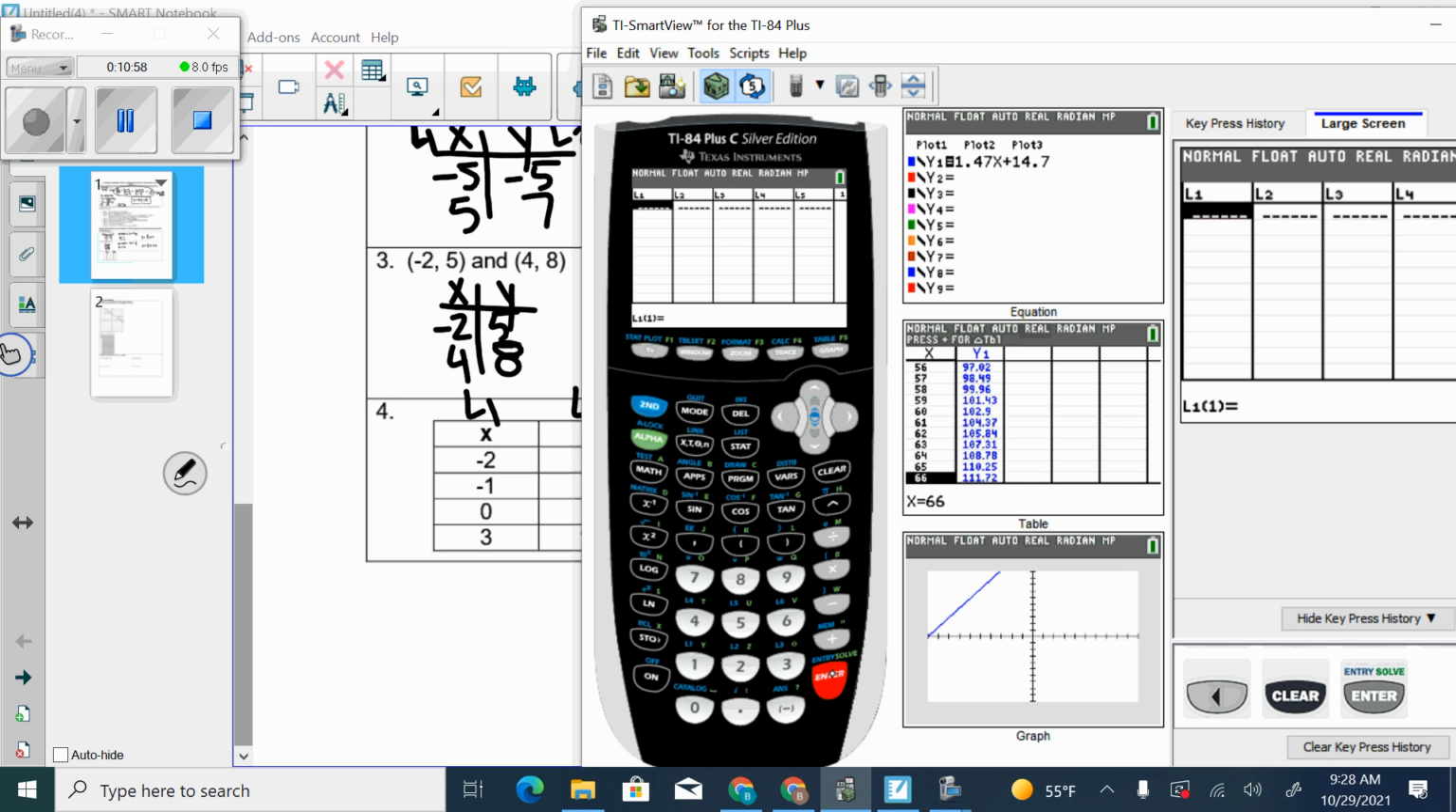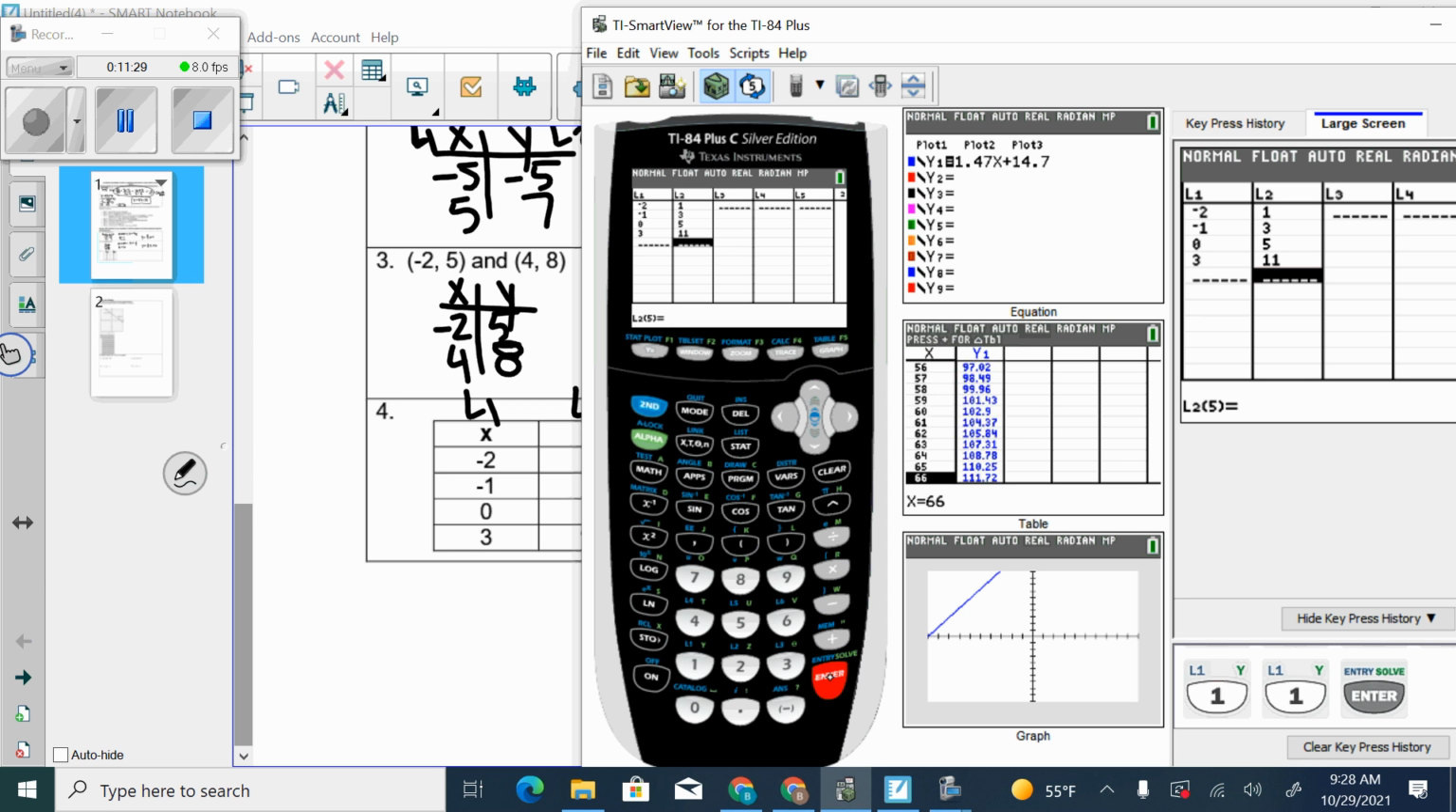So in list 1, we've got -2, -1, 0, and 3. In my list 2, I've got 1, 3, 5, and 11. Be sure you're pressing enter after each one so it'll save it in your list.